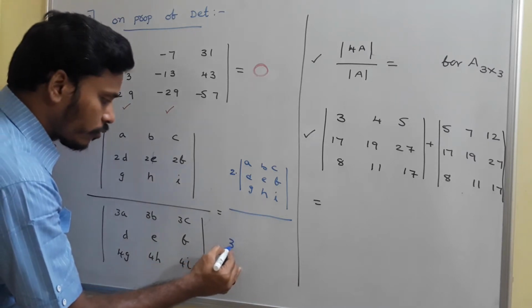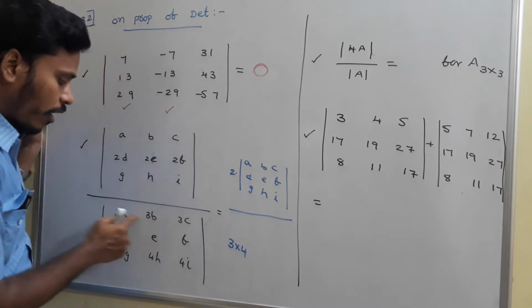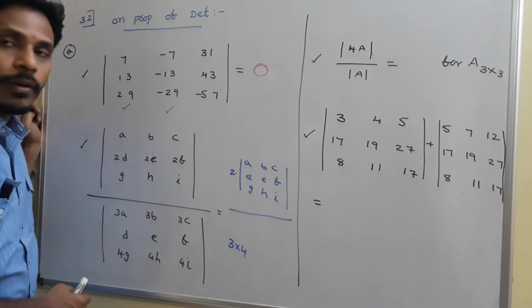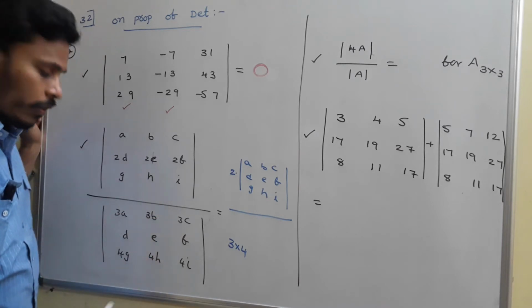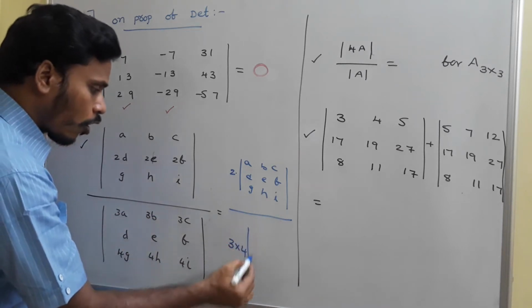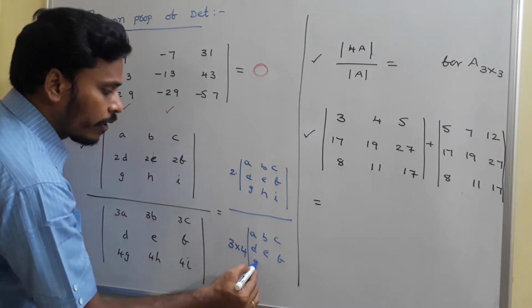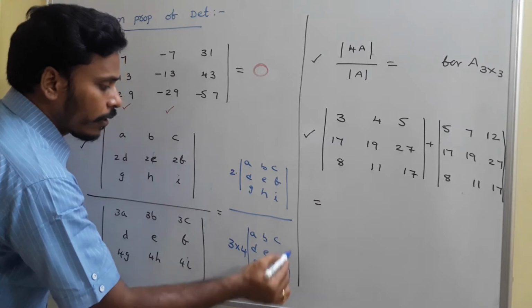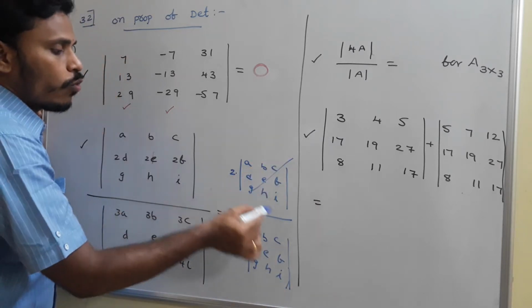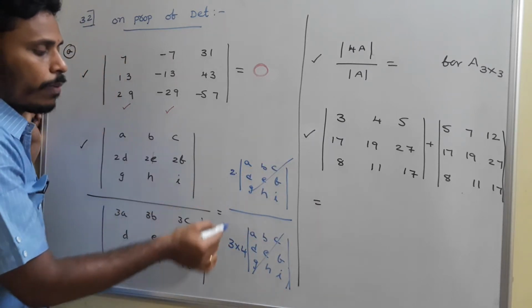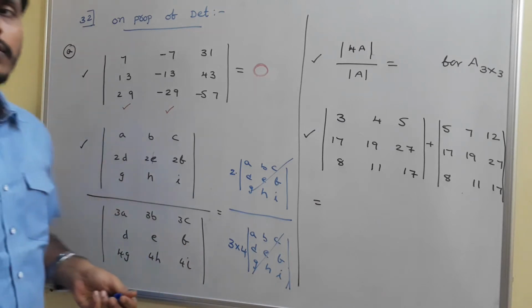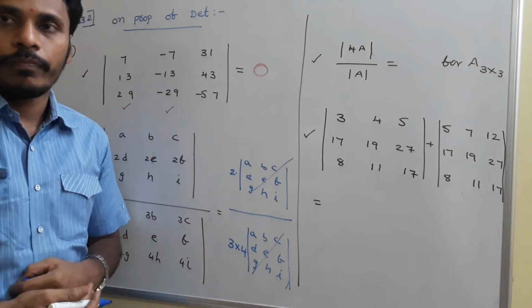Then this is equals to 3 into 4. Just you pick out 3 from the first row, pick out 4 from the third row. So 3 into 4 of what you have? A, B, C, D, E, F, G, H, I. This is the determinant. At the end, these two values get cancelled, and 2 by 3 into 4, 2 by 12, and your answer is 1 by 6. There ends the problem. Right?